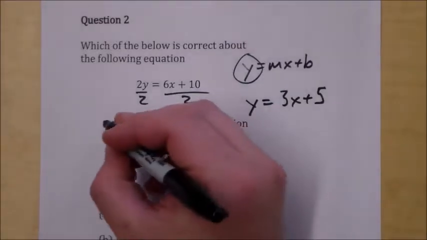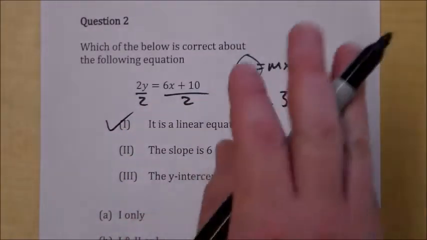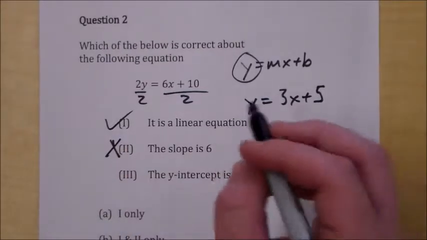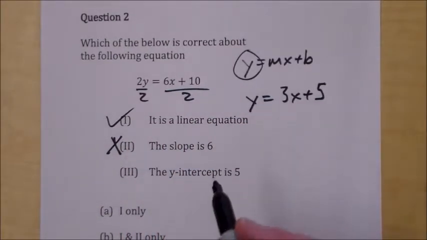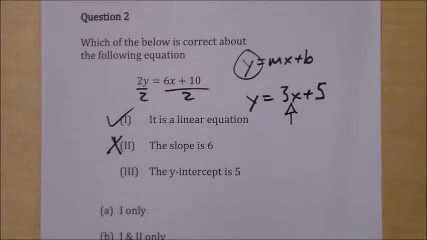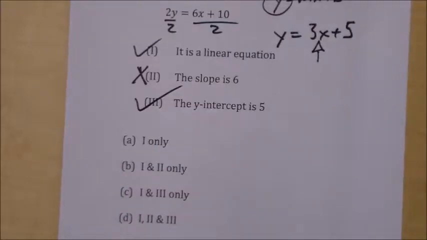Okay, is it a linear equation? Yes. The slope is 3 over 1. It'll just go straight forever. The slope is 6. No! Now that we've done our work to get into the y equals mx plus b form, we know the slope is not 6 but 3. And the y-intercept is 5, you betcha. Okay, so 1 and 3 are correct.